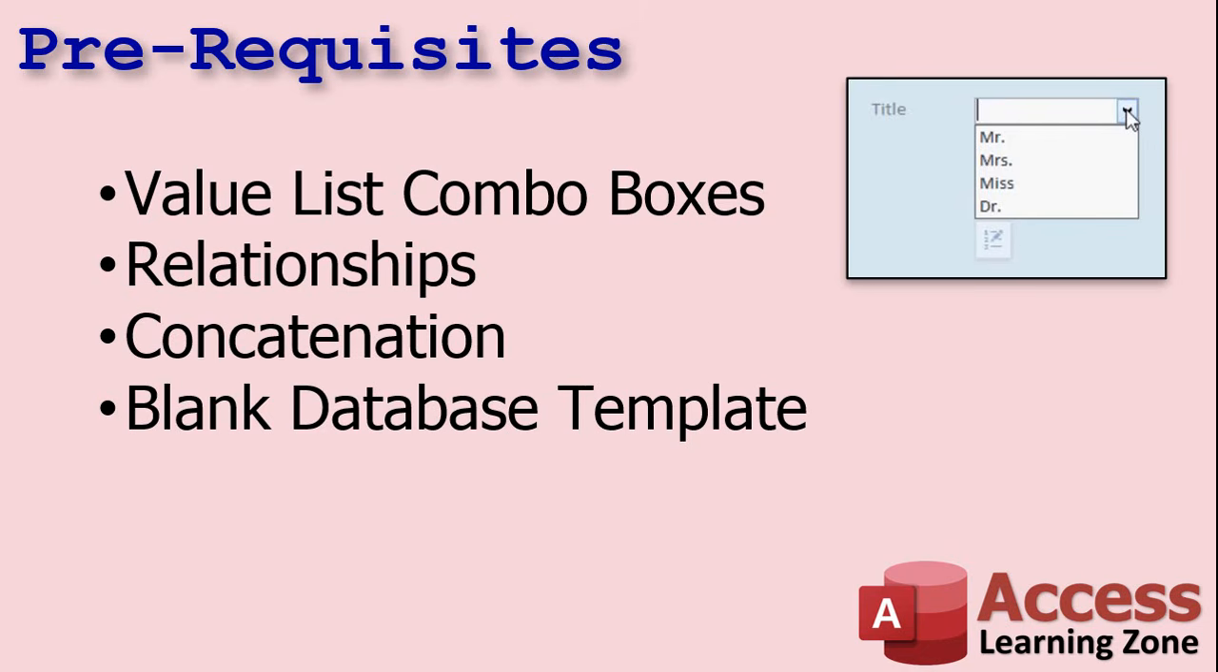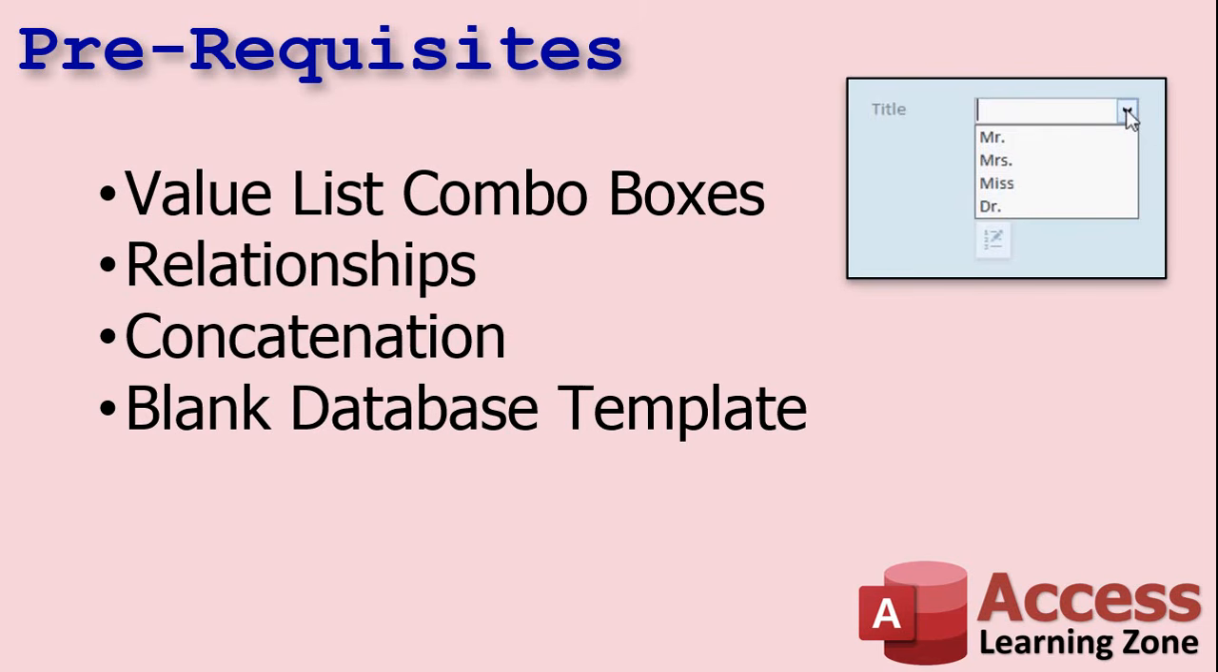Now, before we get started, I want you to go watch my value list combo boxes video. In that video, we make a small list of options to pick from. For example, title: Mr., Mrs., Miss, and so on. The problem with a value list combo box, however, is that if you want to use that combo box on multiple forms, you have to update it everywhere it exists.